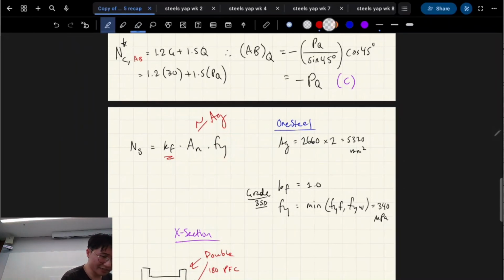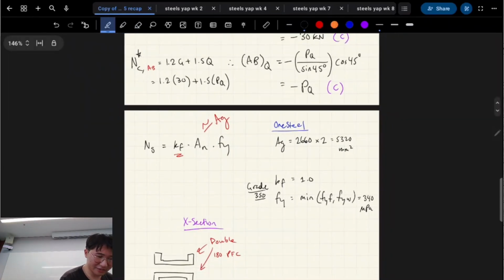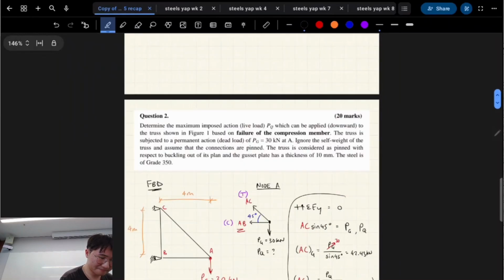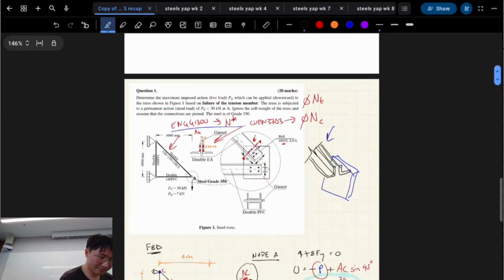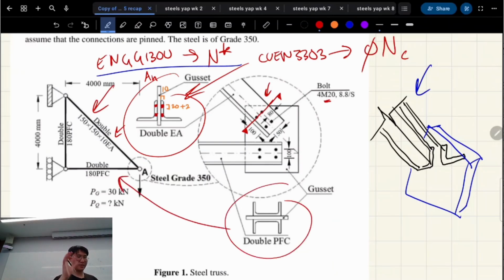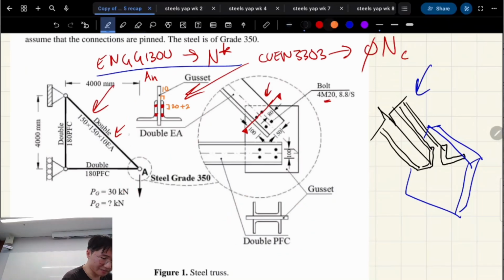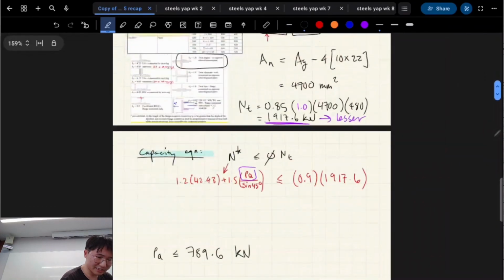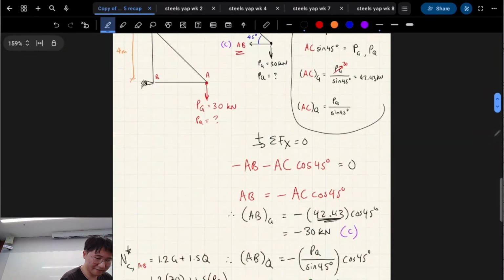we have to refind it actually, because, sorry, I know you guys are copying this. I'm just gonna scroll back up. Our tension section looks like that. Our compression section looks like this. They're different. So instead of double equal angle, we have double PFC, right? So two channels kind of back to back on each other, right? So it's gonna have a different area, as you can imagine. It's gonna have different properties. Same grade of steel though.